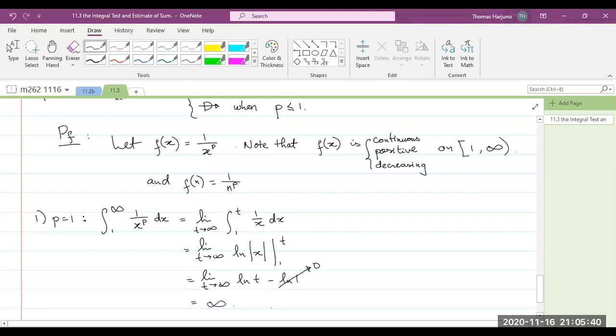It's actually pretty clear when p equals 1. Note that when p equals 1, we actually get the harmonic series, right?